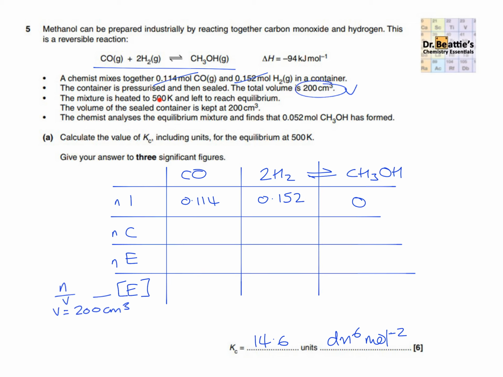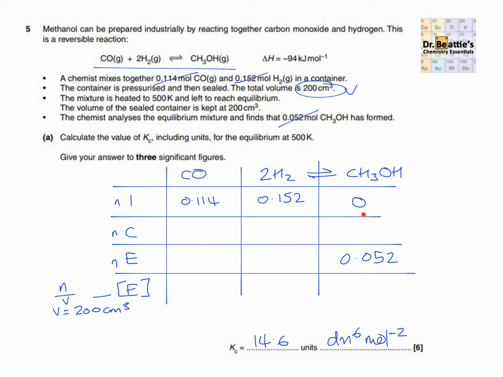We're told the mixture is heated to 500 Kelvin and then left to reach equilibrium. Now temperature, we don't need to have anything in here about temperature, so that is a little kind of distractor. We know it's reached equilibrium at this stage. The volume of the sealed container is kept at 200 centimeter cubed, so that volume still stands at equilibrium. And then the chemist analysed the equilibrium mixture, so we're at this stage now, and finds that there is 0.052 moles of the methanol formed. Now that's all the information that's given, so we don't know anything about the equilibrium moles of carbon monoxide or hydrogen.